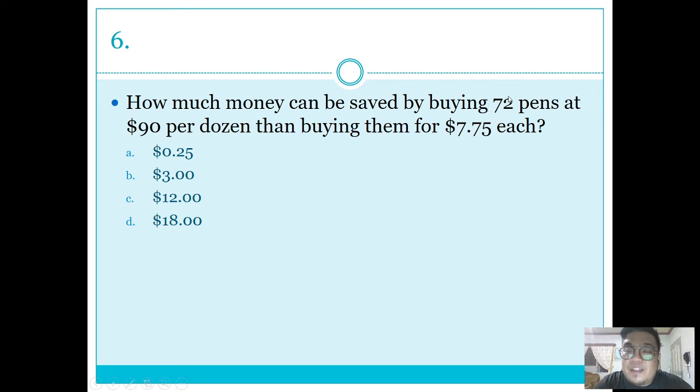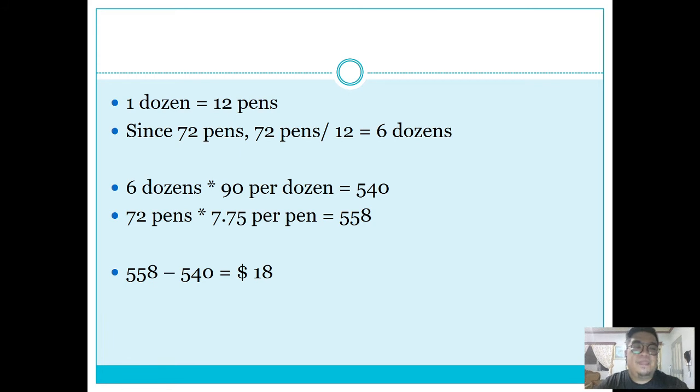We have 72 pens. Yung 72 pens na yon, divide natin to sa 12 para malaman natin ilang dosena ba yon. So, 72 divided by 12, I think that is 6. So, meron tayong 6 dozens. Yung 6 dozens ngayon, i-multiply natin siya sa 90. Ito yung solution, no? So, 1 dozen is 12 pens. Since there are 72 pens divided by 12, that is 6 dozens. So, 6 dozens multiply by 90 per dozen, that's 540.